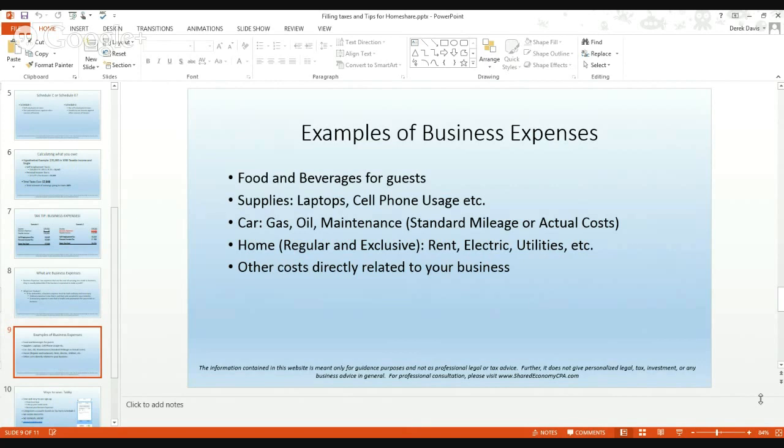And then there are other costs that are indirectly related to your Airbnb business that you can also potentially deduct, such as going to and from the store to buy food and supplies for your guests. That can also generally be considered deductible.